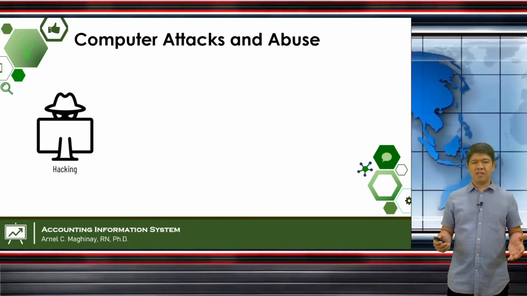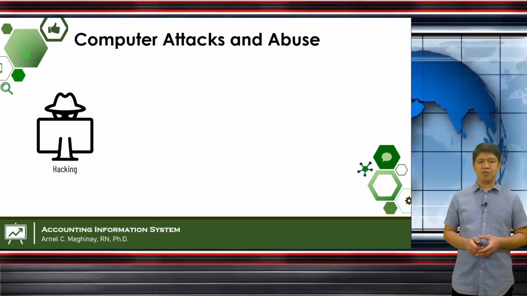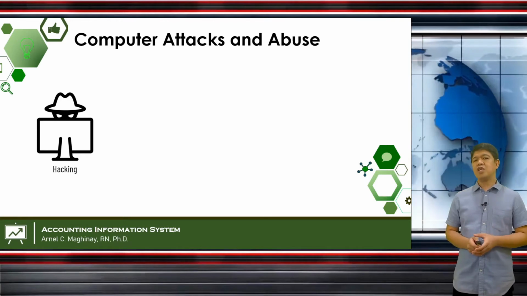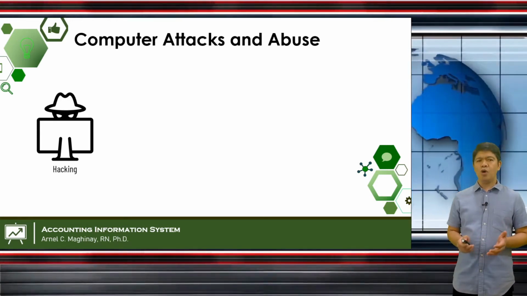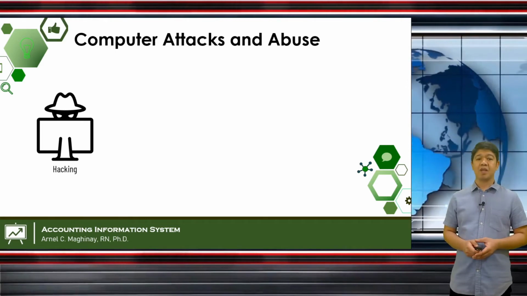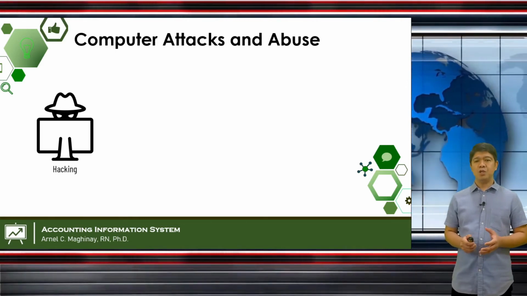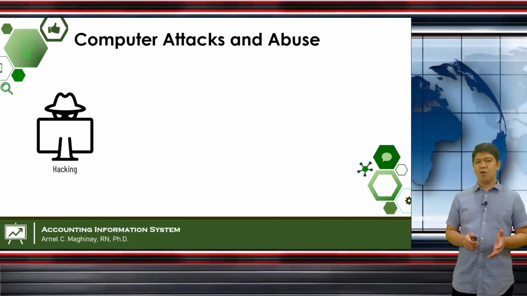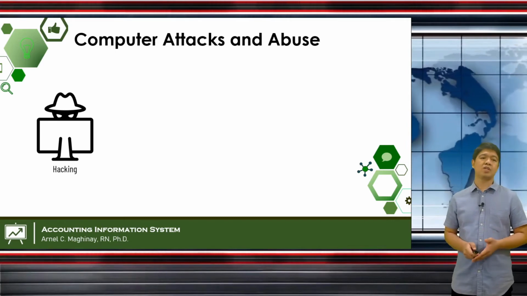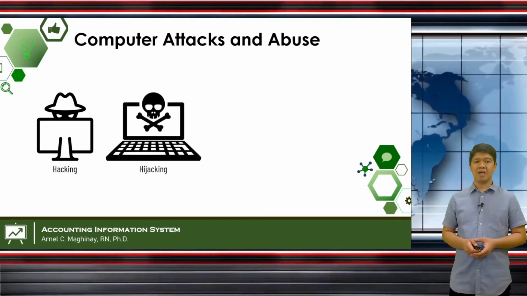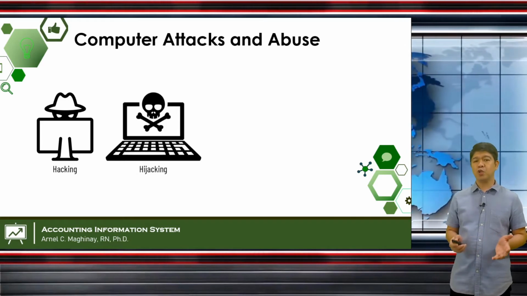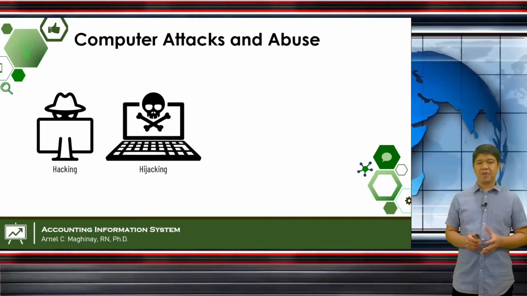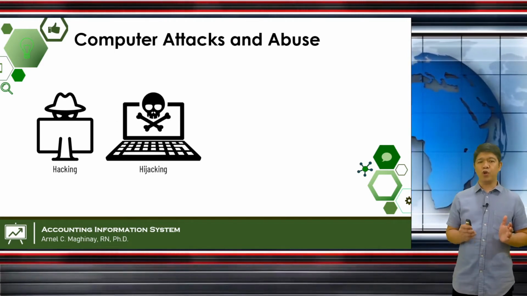So let's talk about the different examples of computer attacks and abuse. First, we have hacking. It is the unauthorized access, modification, or use of an electronic device or some element of a computer system. Most hackers break into systems using known flaws in operating systems or application programs or as a result of poor access controls. We also have hijacking. Hijacking is gaining control of a computer to carry out illicit activities without the user's knowledge. A botnet, for example, is short for robot network.